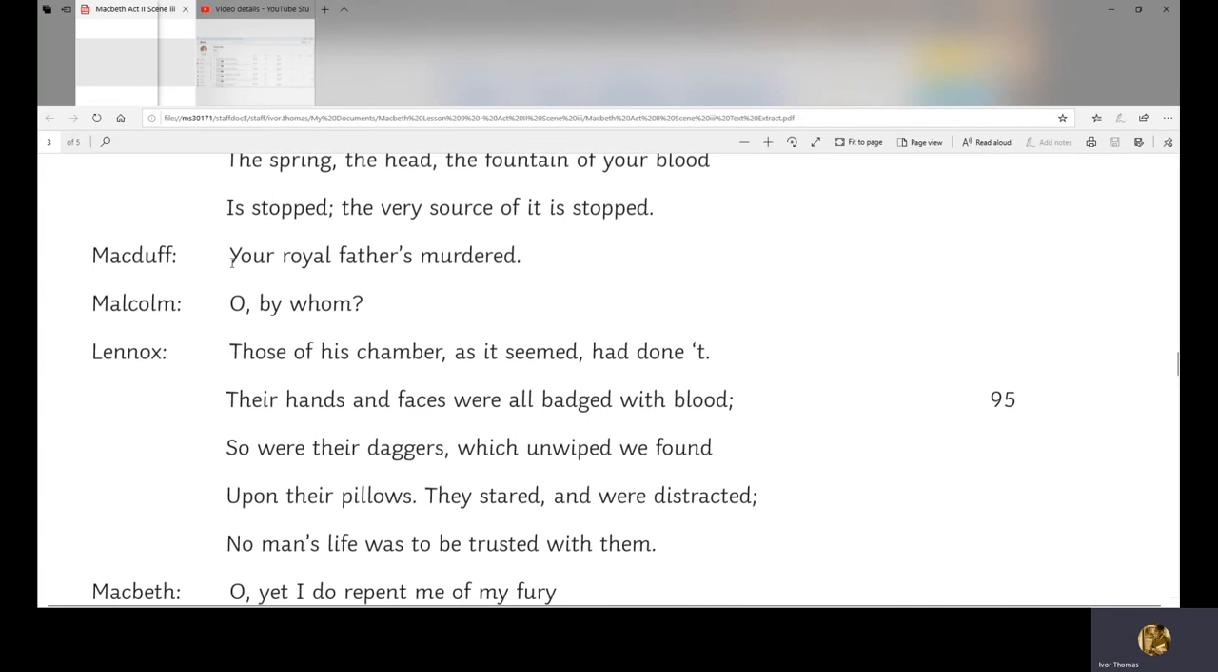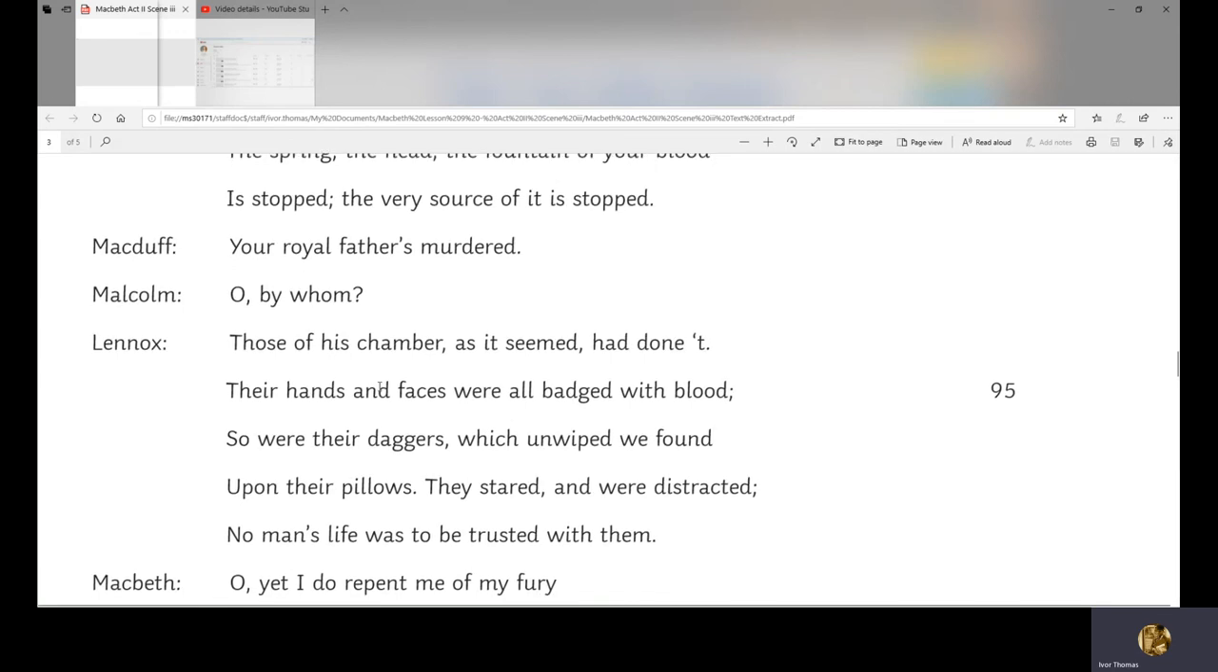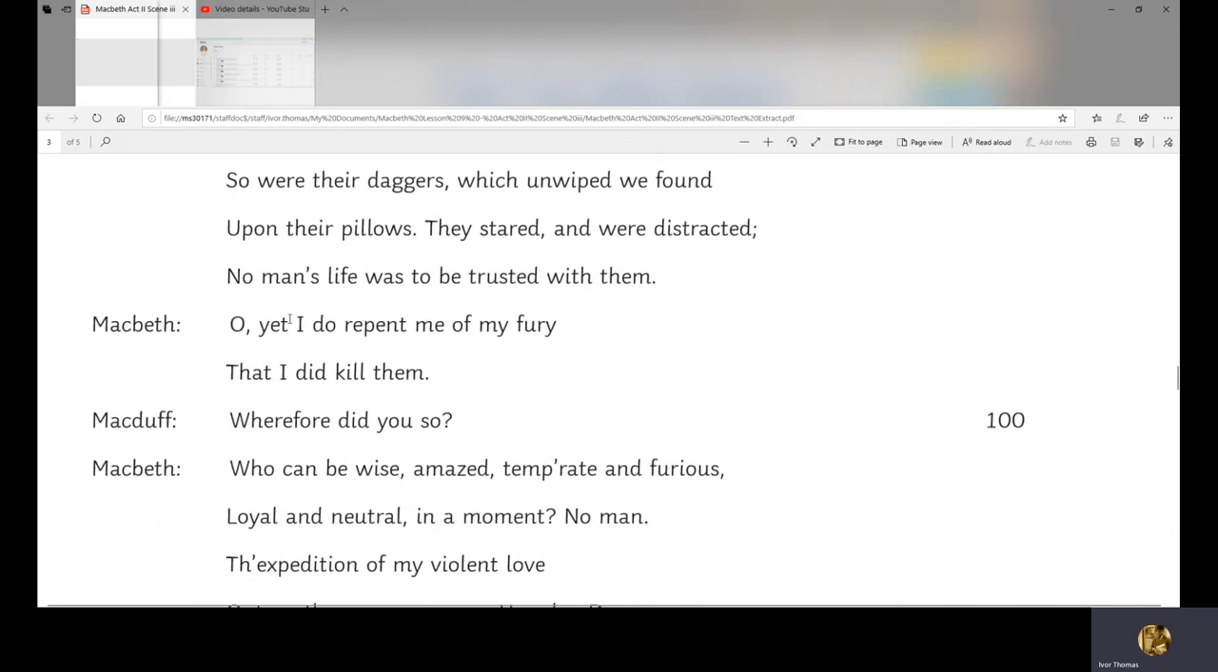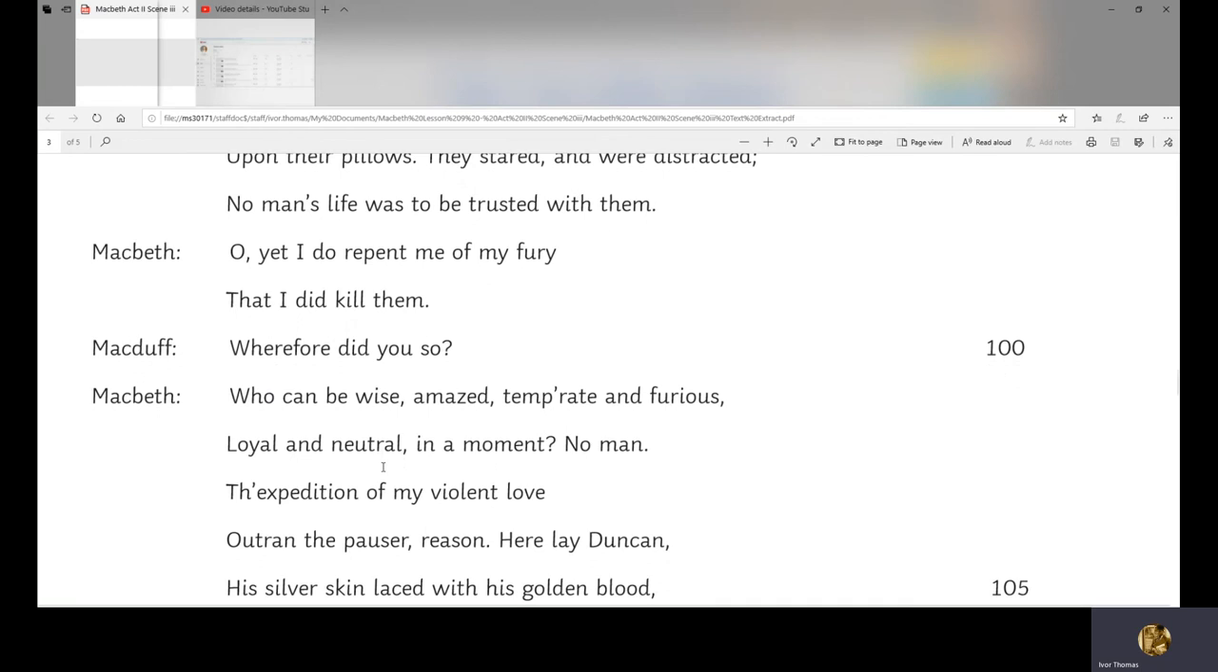So Macduff says, your royal father's murdered, and Macbeth says that he was so angry that he killed them while they were sleeping. And in one of the first signs that Macduff is suspicious of Macbeth, he asks, why on earth did you kill the guards? Macbeth says to us, or to Macduff, who can be wise, who can be self-contained, who can be composed, who can be irrational when you've just witnessed somebody you love murdered. Macbeth's excuse is that in my fury I killed them, but really we know that Macbeth is trying to eliminate any witnesses.